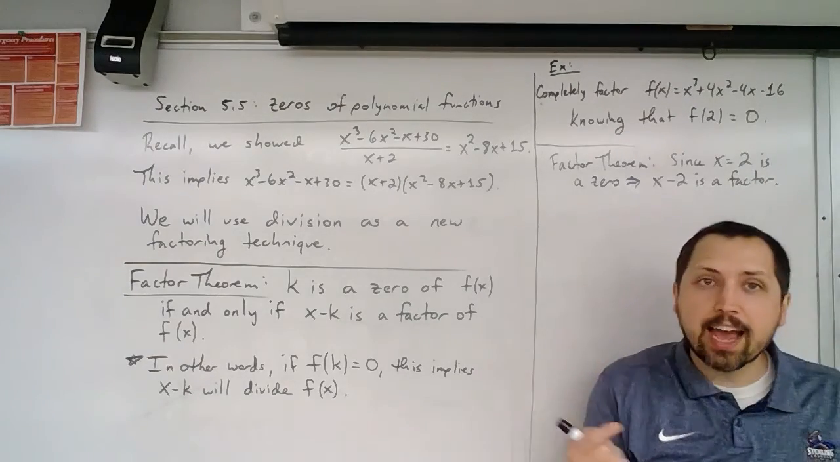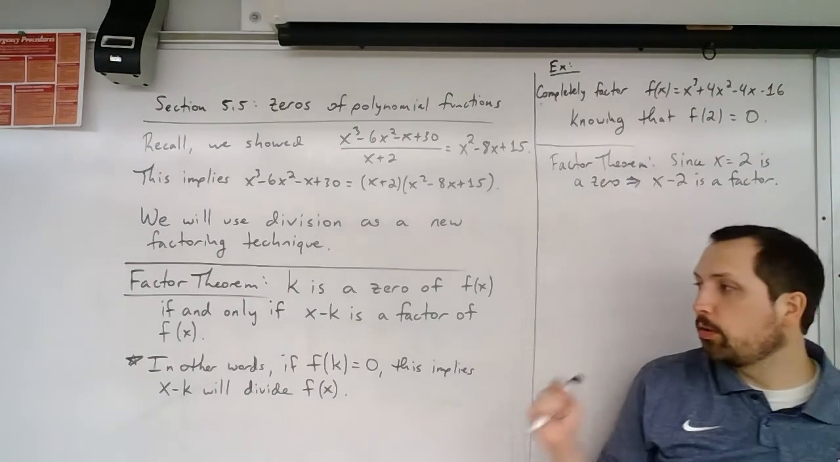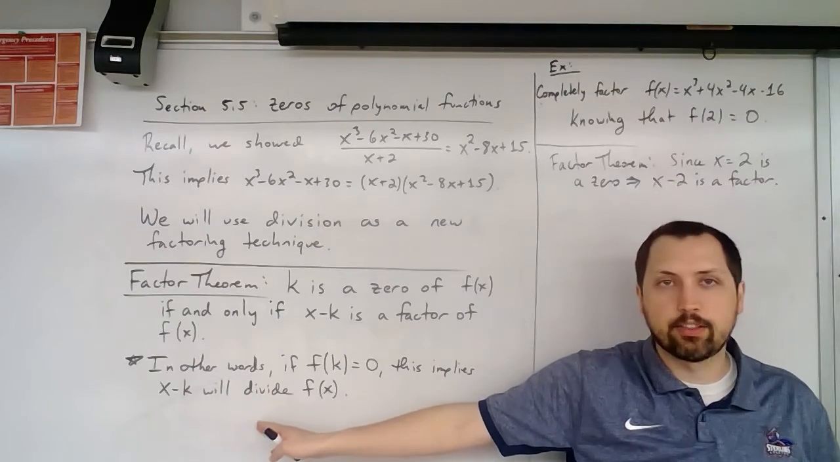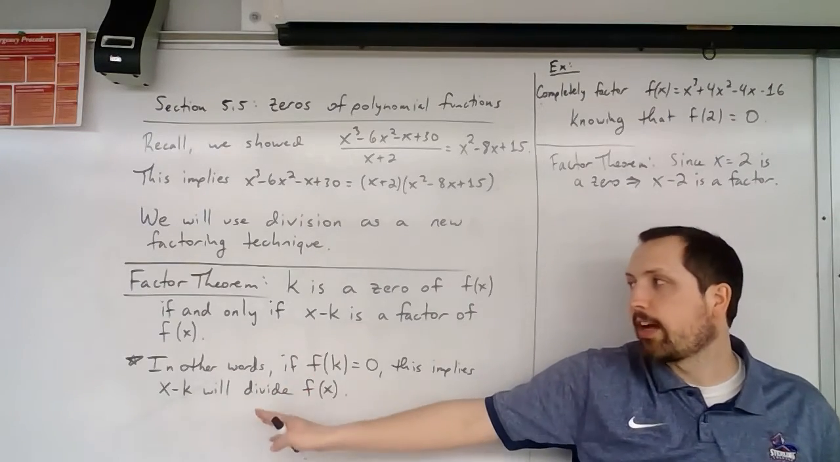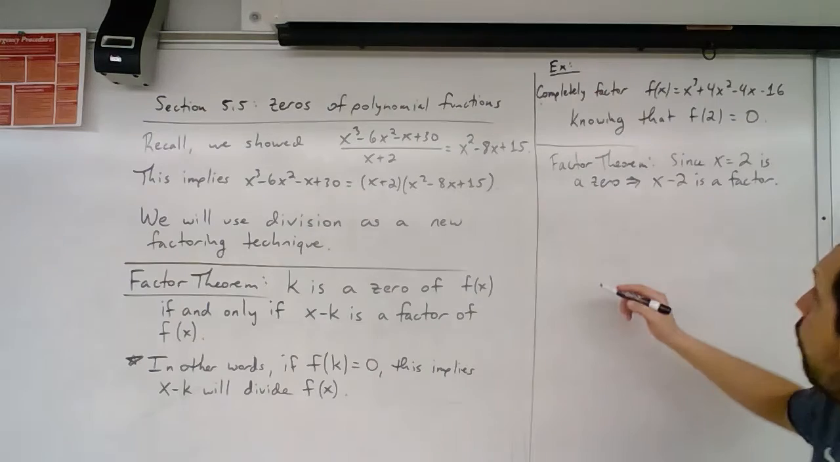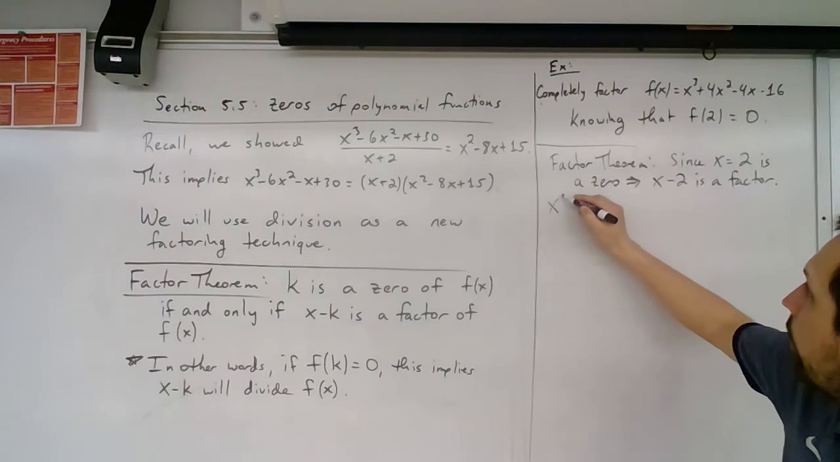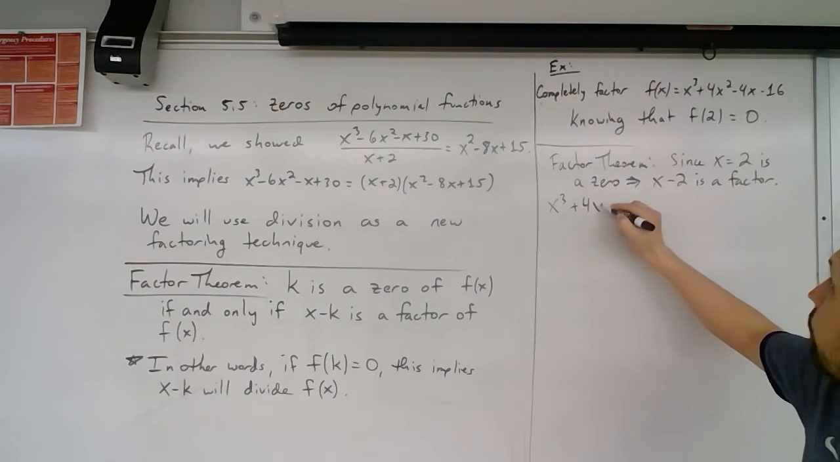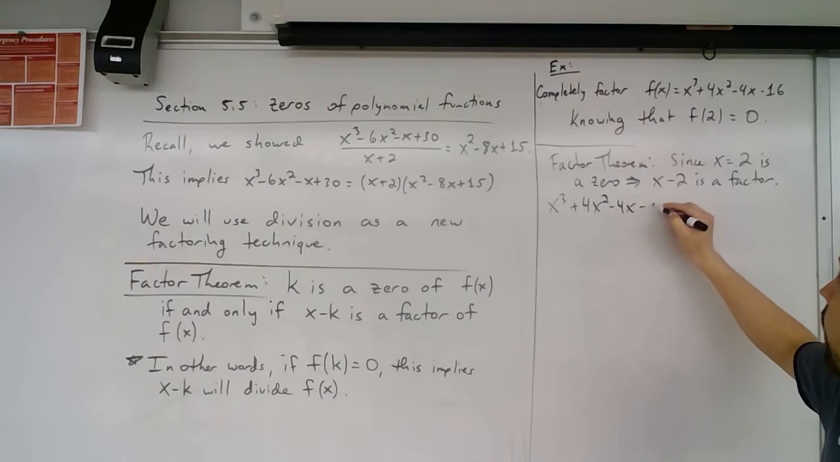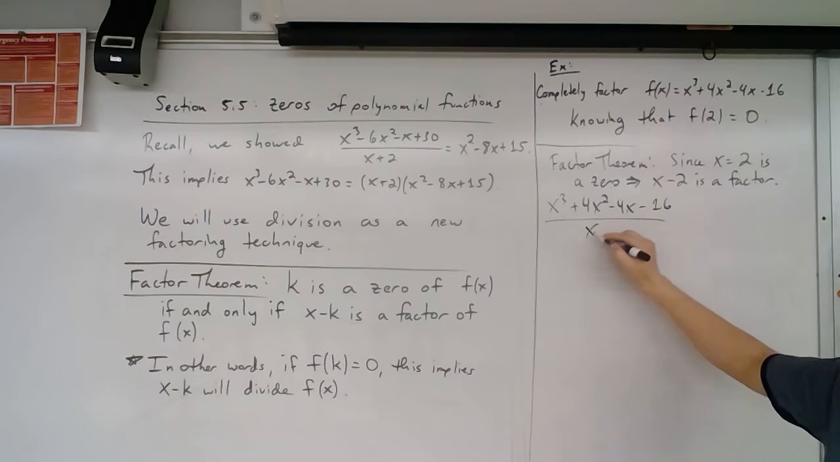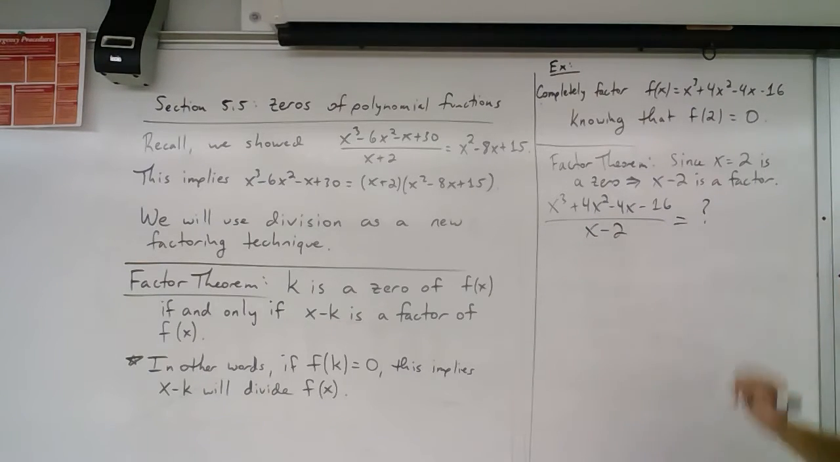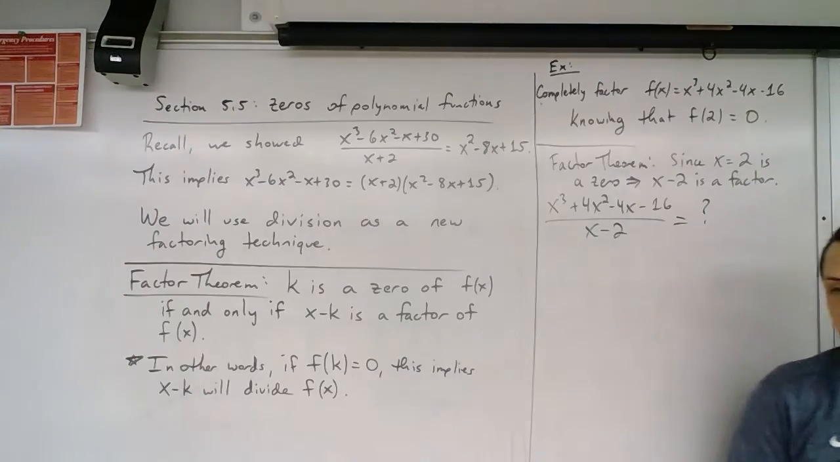So if it's a factor, what we're going to try to do is divide by it, right? Because we know that if we divide by a factor, we're going to have a remainder of 0. So we are going to be looking at the question of x cubed plus 4x squared minus 4x minus 16 divided by x minus 2. And we'd like to figure out what that is equal to.